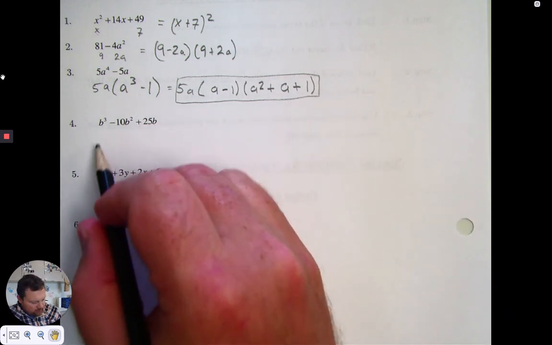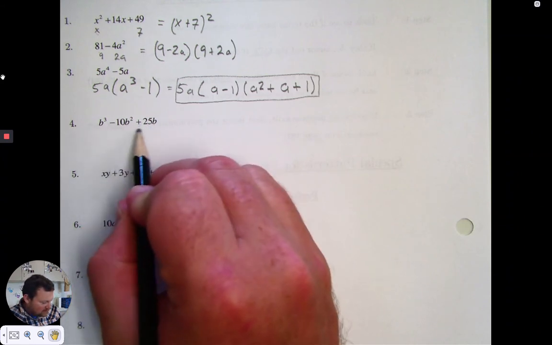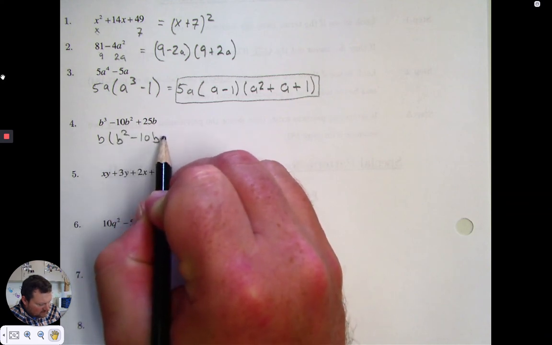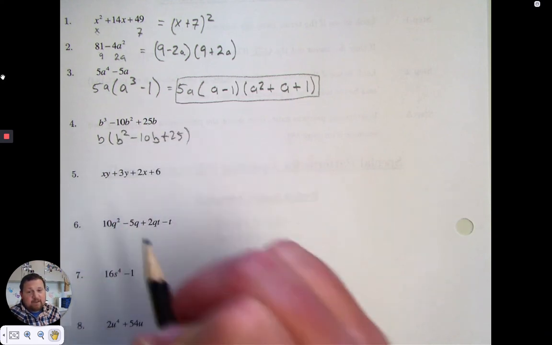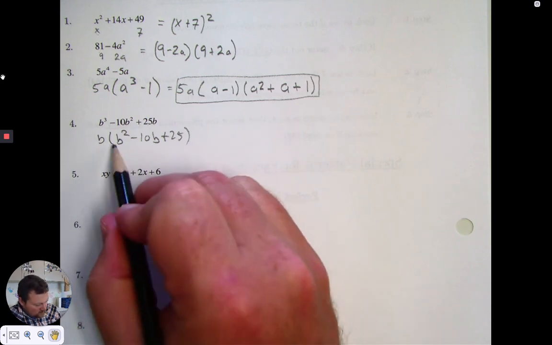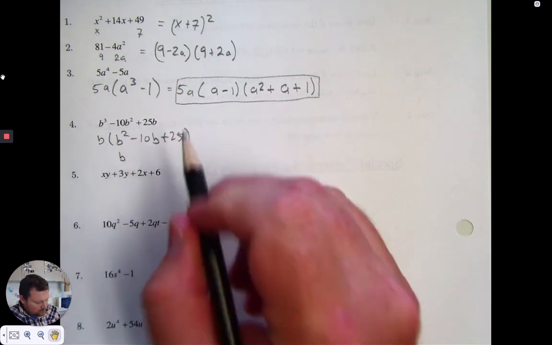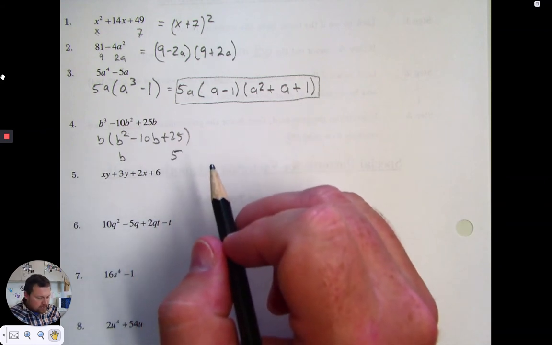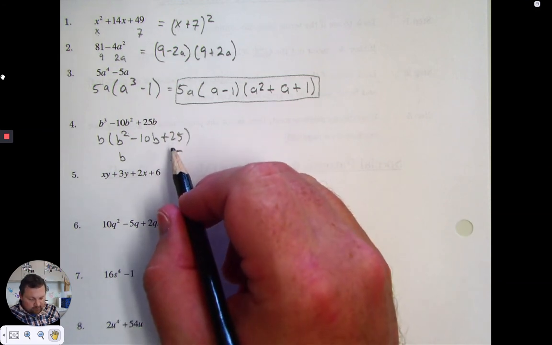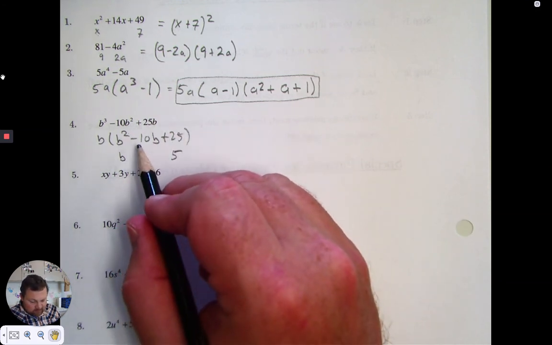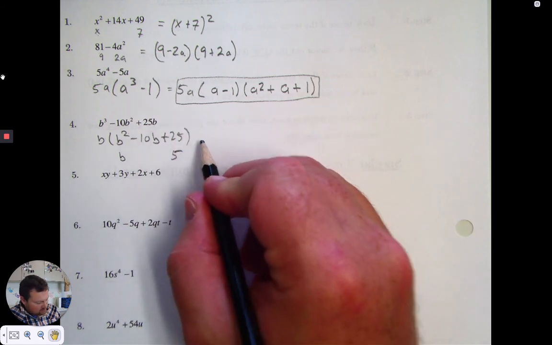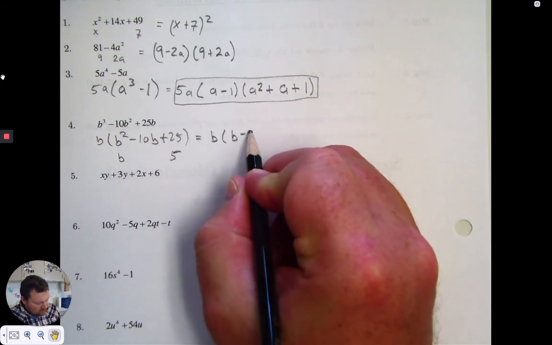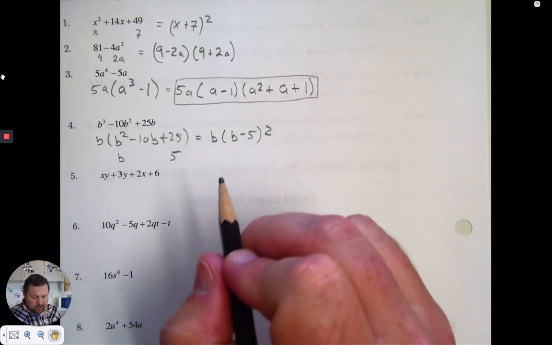On number 4, we want to factor out a b, because we can see a b in each one of these. So this is b times b squared minus 10b plus 25. Hopefully you recognize that we have b squared, which is a perfect square because the square root is b, and 25 is a perfect square because its square root is 5. So this again is one of those perfect square trinomials, and since the middle term is minus, that means it has to be a minus when we go over. So this is b times b minus 5 squared.